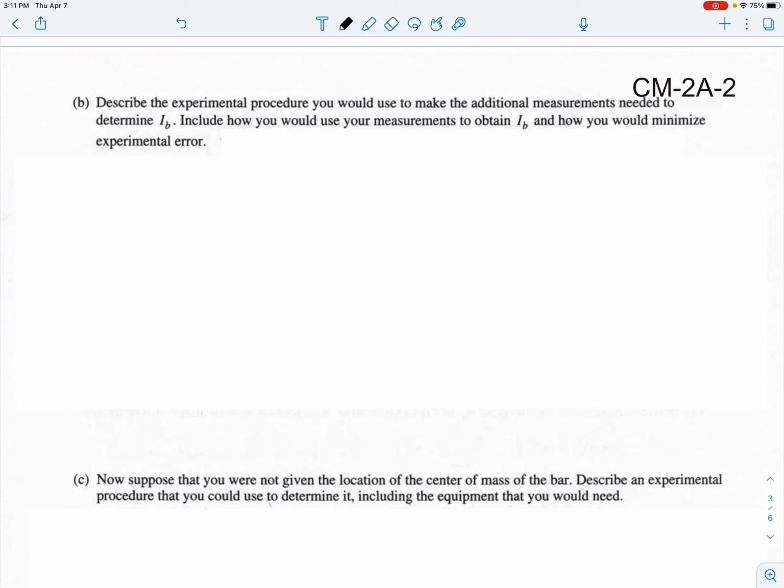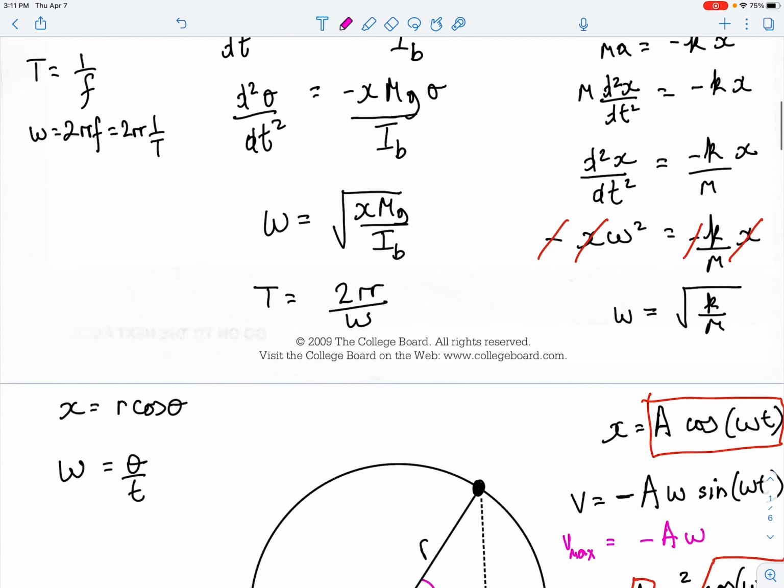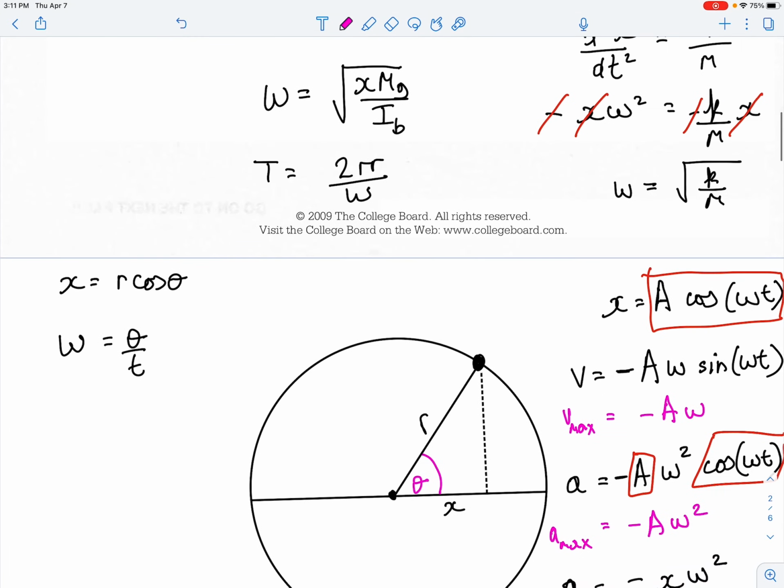You use your measurements to obtain IB and how you would minimize error experimentally. Okay, that's important right there. This part I would talk about. I'm not going to write down the whole thing here because in the AP solutions you can always see how they explain the labs. But I will explain. Let me write this out properly.